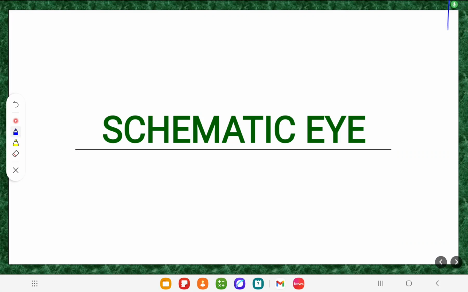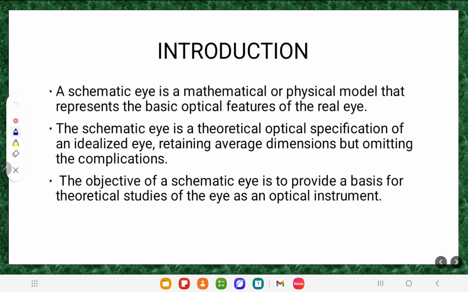We are going to discuss the schematic eye. So what do we mean by schematic eye? A schematic eye is a simple mathematical or physical model that represents the basis of the optical features of the real eye. It is a mathematical or physical model.